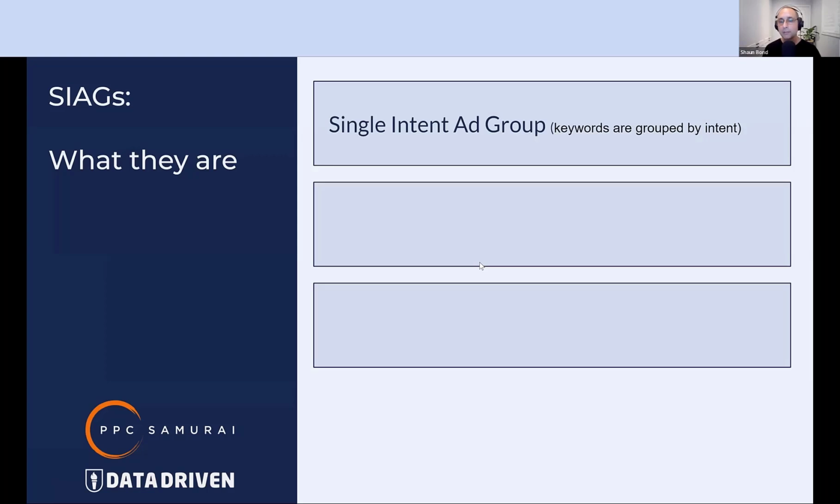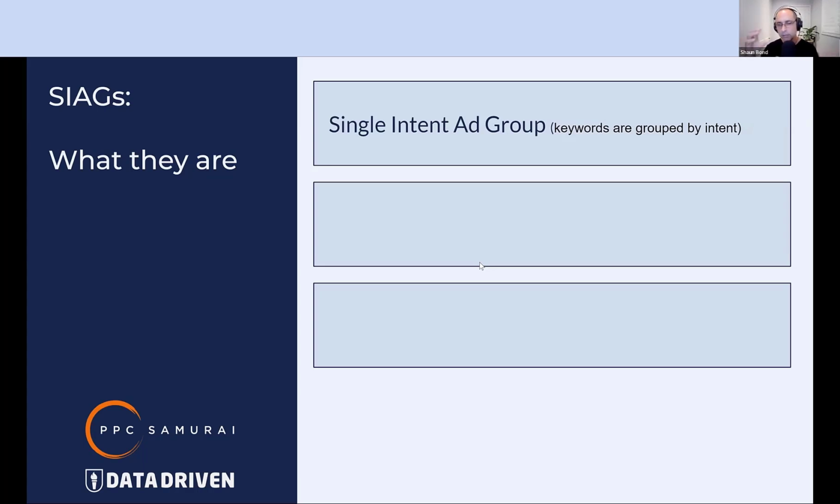Now, this is a bit different to your single theme ad groups. So single theme ad groups might be, for example, if I've got a plumber and someone typing in cheap, they want a cheap plumber, and then another person might type in they want a discount plumber or something like that. And you've got a whole bunch of cheap keywords and a whole bunch of discount keywords. So a single theme ad group, you would typically have two separate ad groups, one for cheap, one for discount.